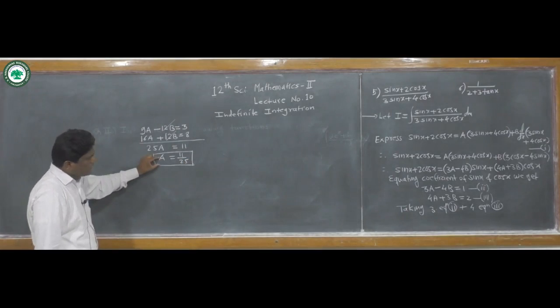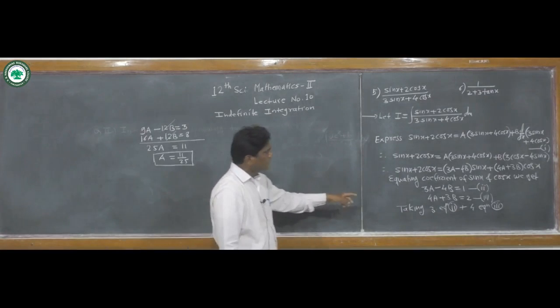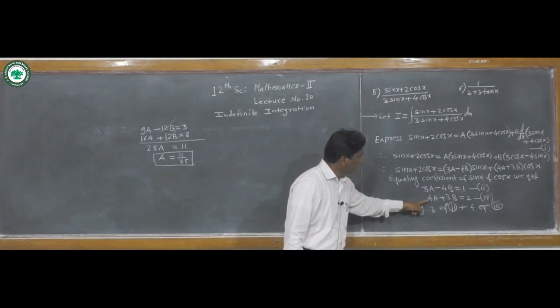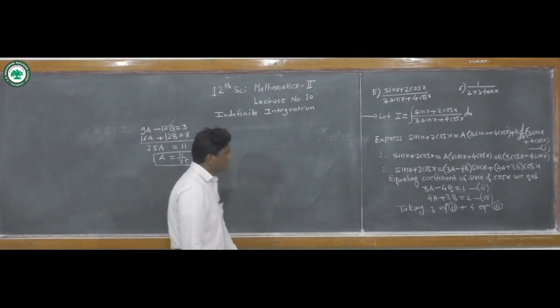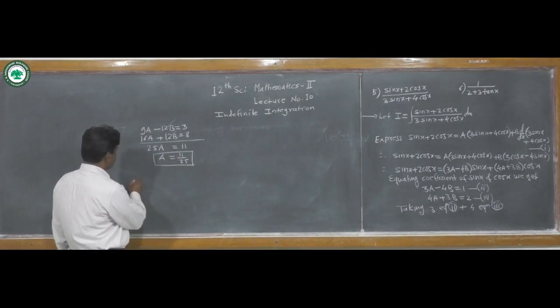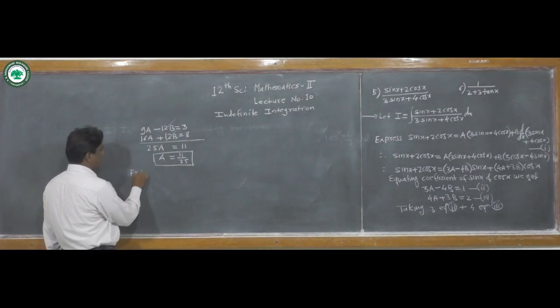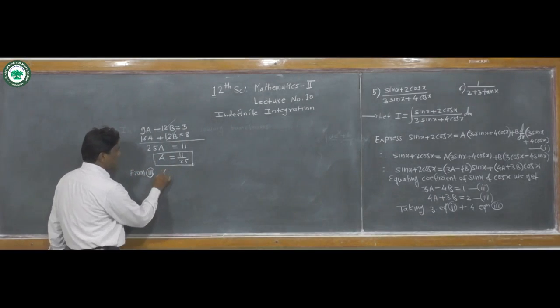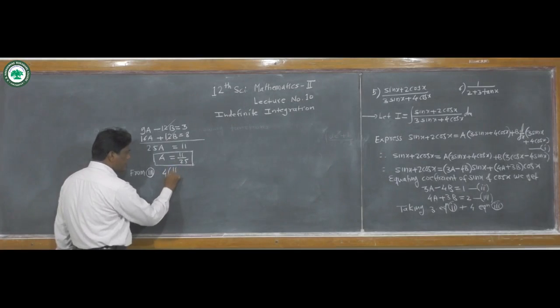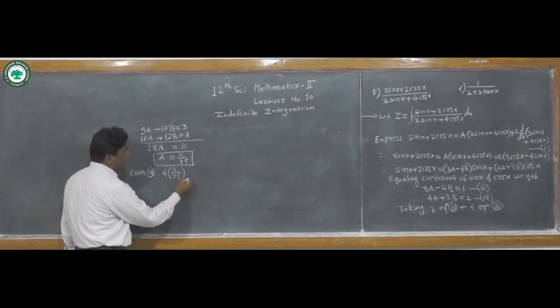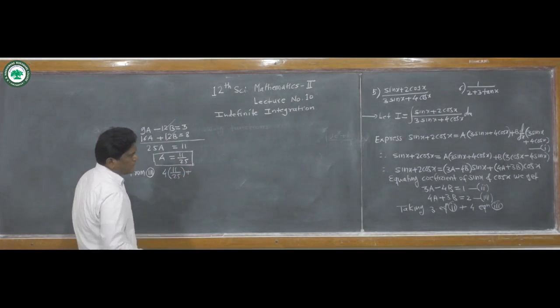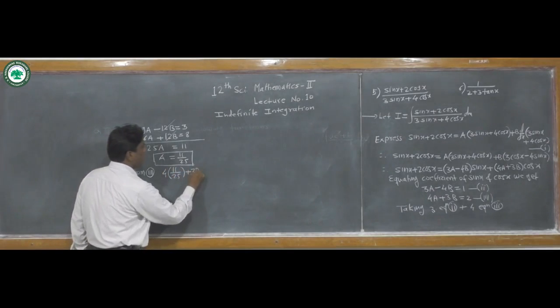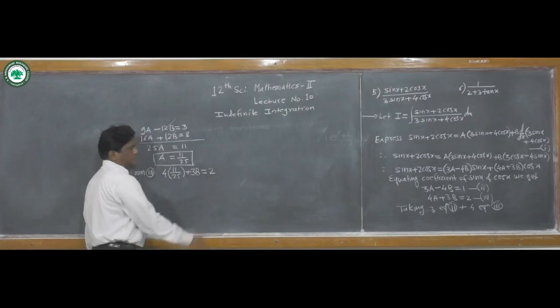Now put this value of a in any one of these equations. So we put it in equation number 3. So from equation 3, 4 into a. So 4 into a is here 11 upon 25 plus 3b is equal to 2.